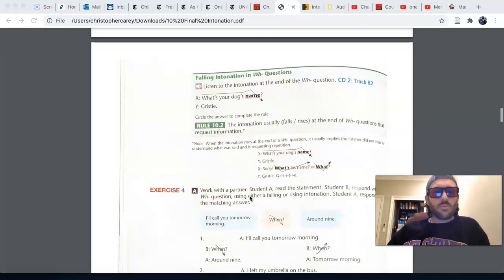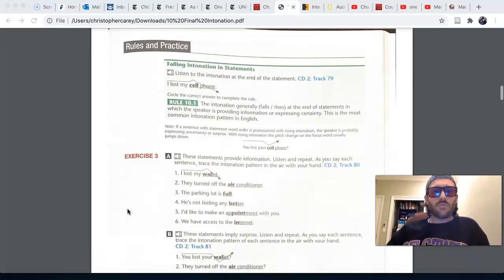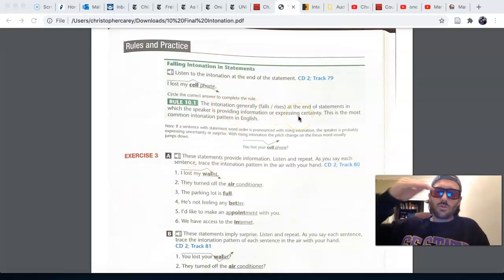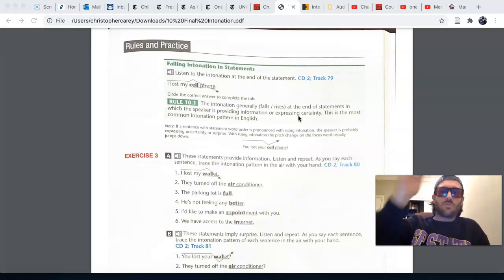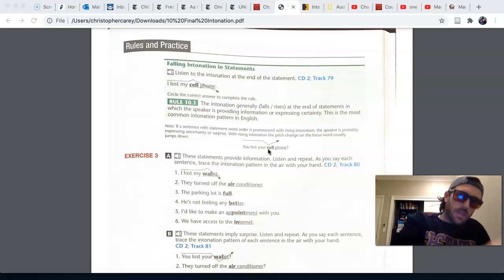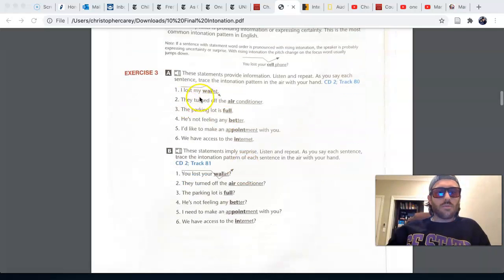We talked about in the previous activity how with statements we have falling intonation, right? Generally, intonation falls toward the end of a statement after that pitch increase with the focus word. You have a rising pitch with the focus word, and then falling intonation thereafter in statements. We practiced that with the most recent activity.